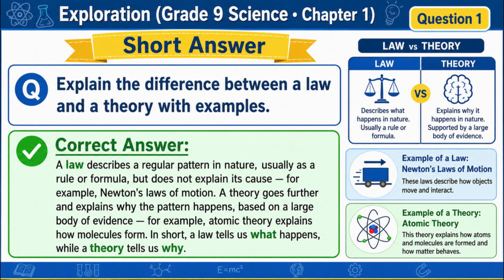Short answer. 1. Explain the difference between a law and a theory with examples. A law describes a regular pattern in nature, usually as a rule or formula, but does not explain its cause. For example, Newton's laws of motion. A theory goes further and explains why the pattern happens based on a large body of evidence. For example, atomic theory explains how molecules form. In short, a law tells us what happens, while a theory tells us why.